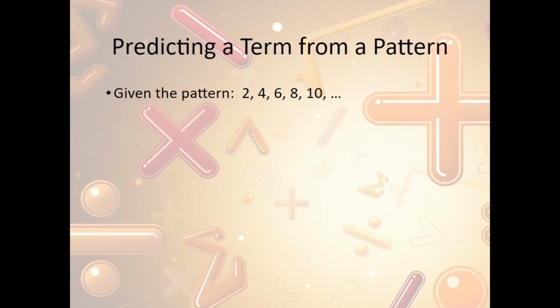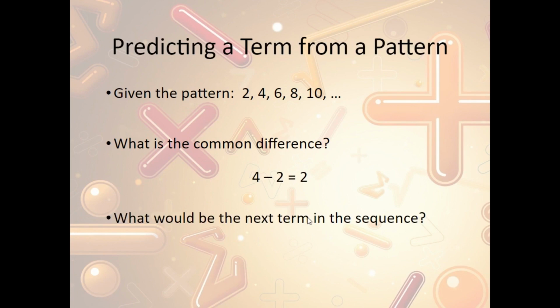So predicting a pattern. If we're given the pattern of 2, 4, 6, 8, 10, and we're asked what is the common difference? Well, we should notice that every time we go up 2, so the common difference is 2. So the question is, what would be the next term in the sequence? After 10, what would be the next one? We know that we're going up by 2 each time. So we add 2 and we get 12. So the next term would be 12.